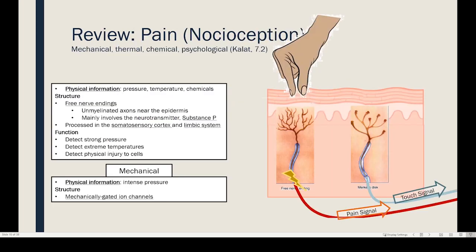All right, so as a refresher, what we went over so long ago now, we were talking about pain sensation and pain perception. And remember that pain is received by specific receptors we call nociceptors, but they can receive all kinds of different information that is then perceived as pain. So usually these nociceptors are called free nerve endings. They're unmyelinated axons near the epidermis, and they mainly involve the neurotransmitter substance P.